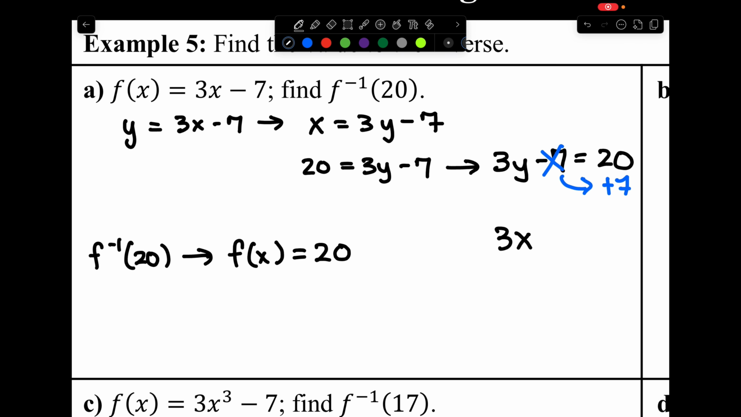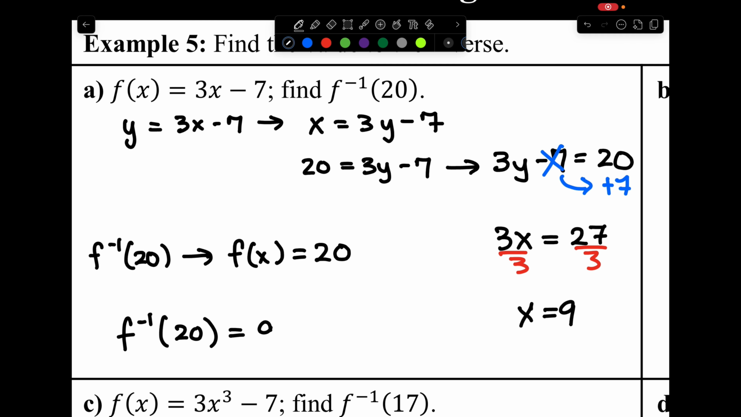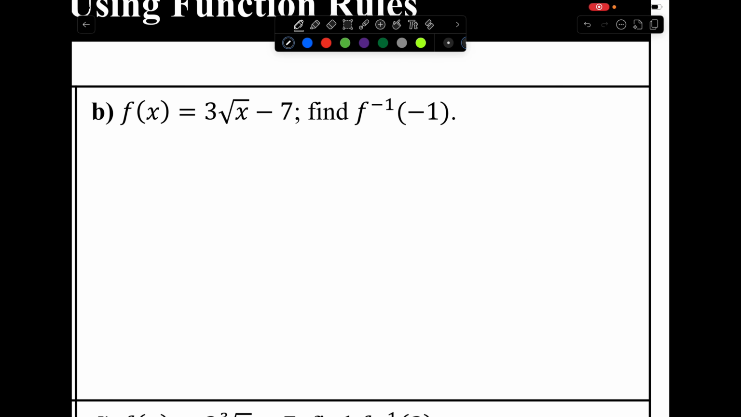So 3x equals 27. Dividing both sides by 3, we get that x equals 9. So there's our answer. The value of the inverse of f at 20 is 9. So let's move on to the next example.